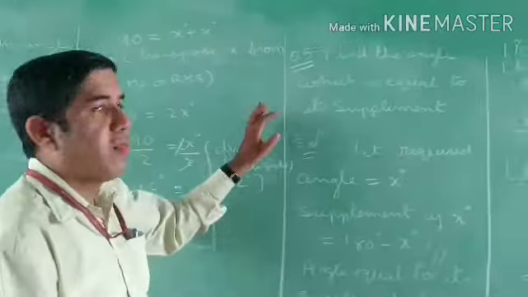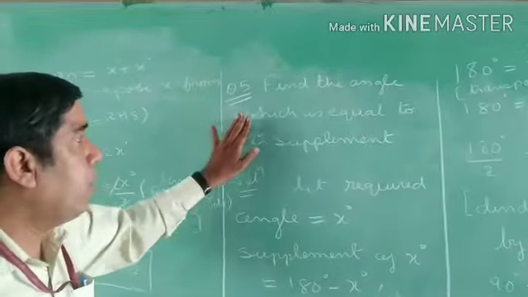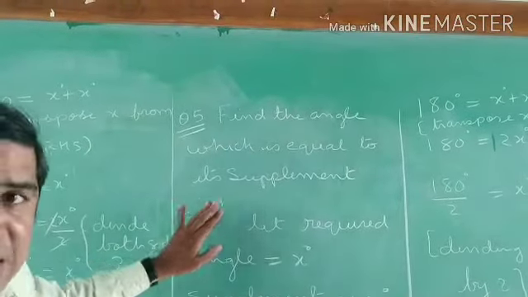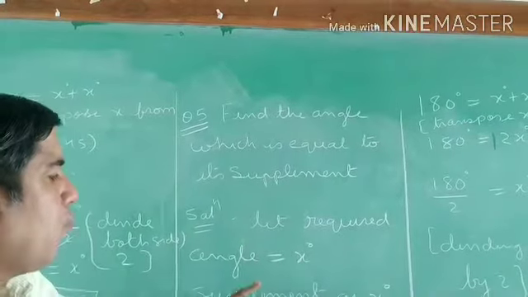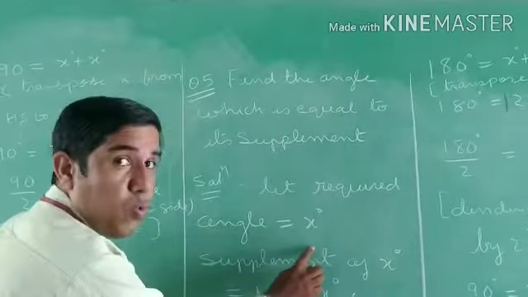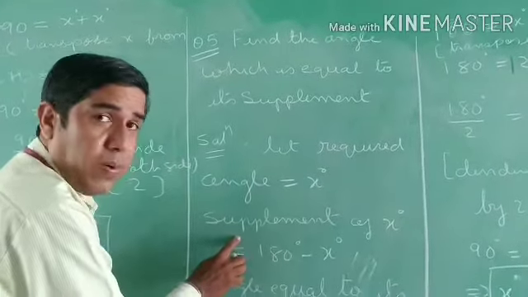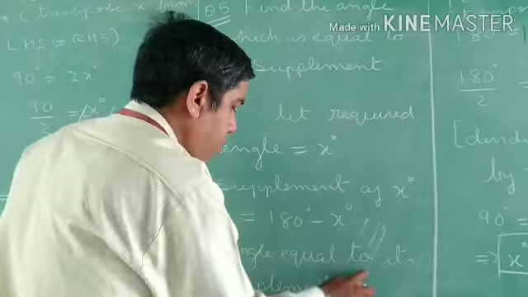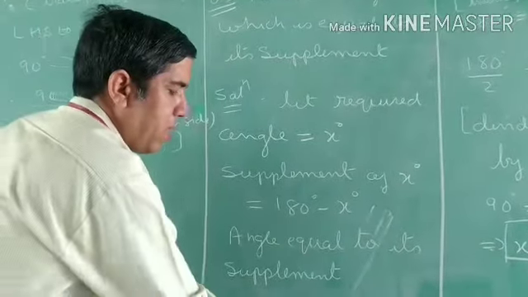Now next, question number 5. Find the angle which is equal to its supplement. Same method, but here the sum of two angles will be how much? 180 degree. So let the required angle equal to x. Supplement of x is how much? 180 minus x. Angle equal to its supplement. So 180 minus x equal to x.